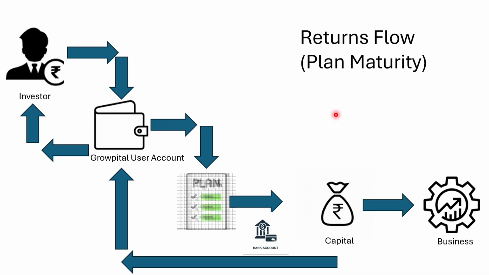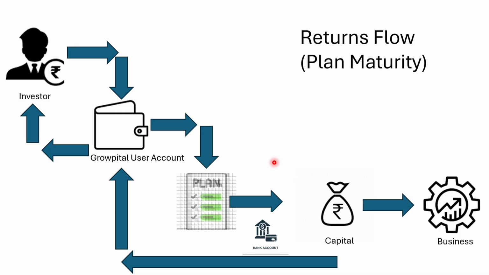Every plan had a fixed tenure, and let's say it generated the returns, you didn't cancel it, and eventually the plan matured. In that case, also the amount of capital which you had invested into this plan went back into your Growpital user account, from where you could withdraw it to your own bank account. And of course, you were retired from the LLP in that case. So these were the three ways by which you could take the money out of the system back into your account.